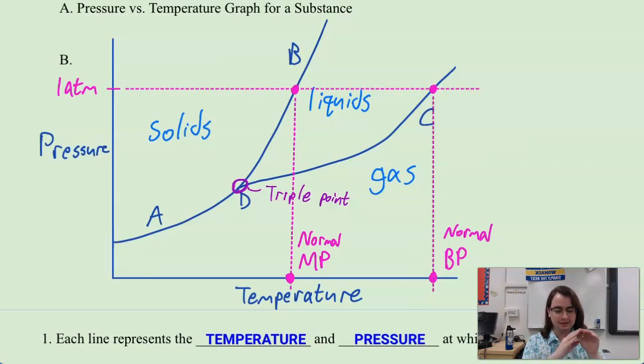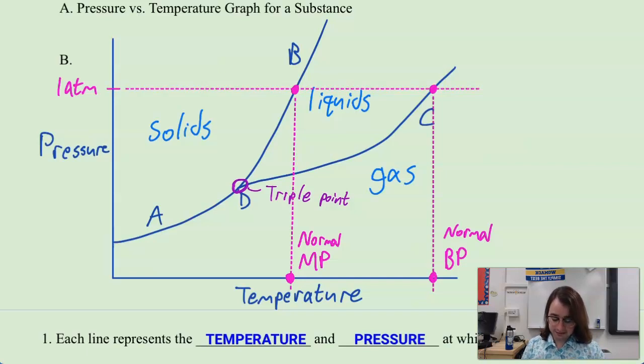And then if I keep going to the line C, which represents the difference between liquids and gas, I go all the way down. That's my normal boiling point. Because think about it, what does it mean for something to go from a liquid to a gas? Well, it's either evaporating or it's boiling. But based on this line, I have a bunch of different points that I could consider a boiling point. So I have to consider a standard. And the standard is at a specific pressure, which I call 1 atmosphere. Okay? And let's keep going.